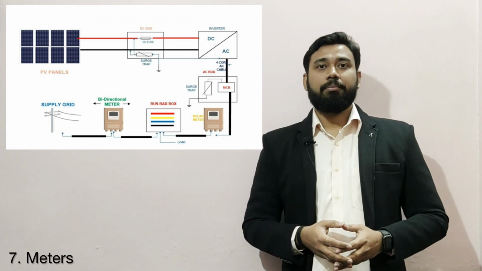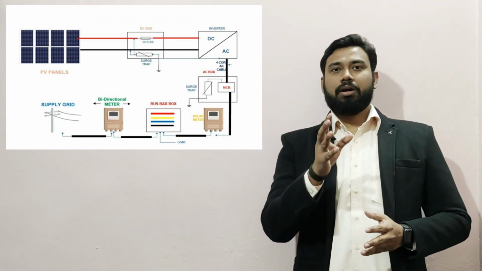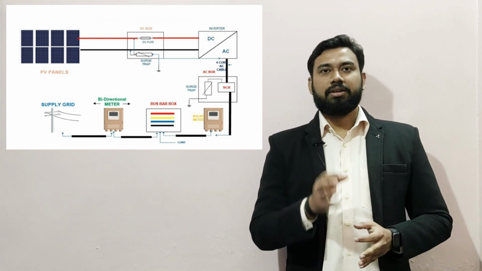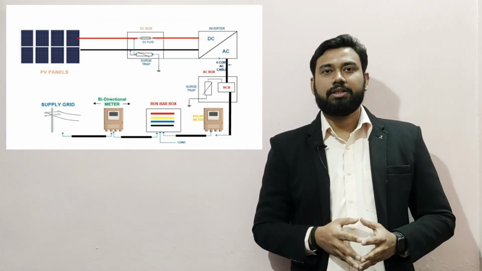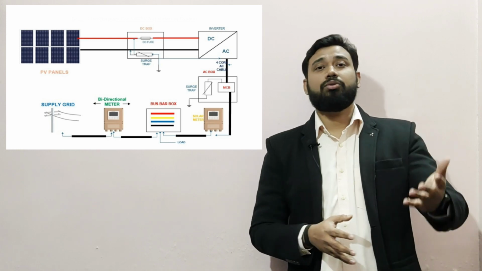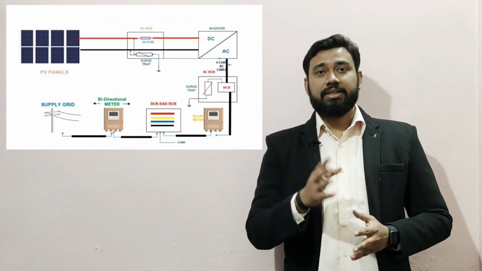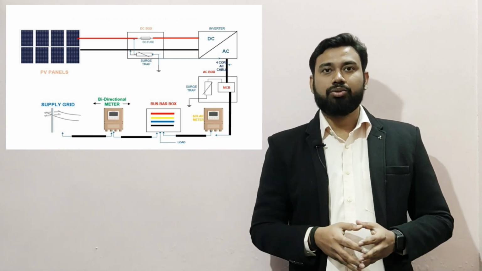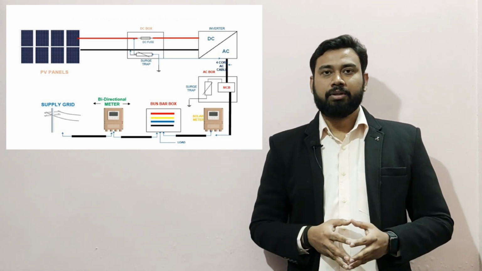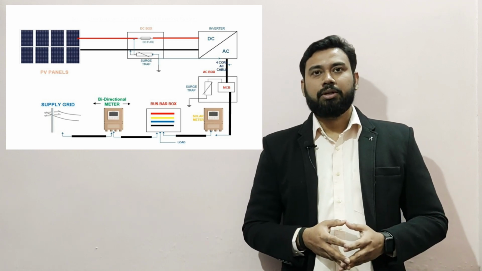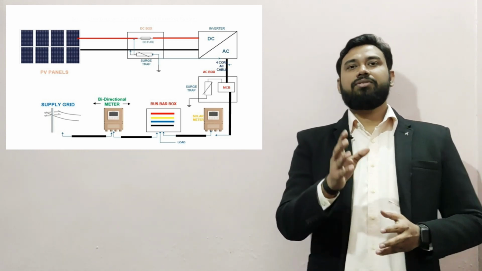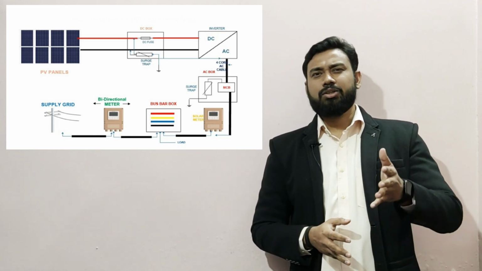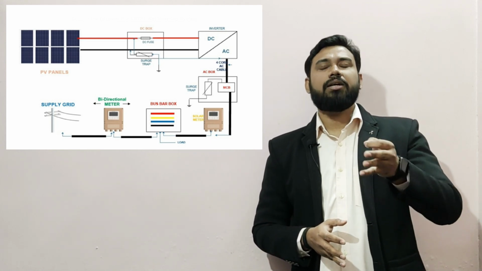So next is the meter. For a grid connected system, the energy meter plays an important role in tracking the amount of energy generated, utilized and sold to the utility grid. Generally the following three types of meters are used in a solar energy system. First is the PV meter. These are connected in series with the inverter of the solar system. These meters take into account the energy generated by the solar panel.